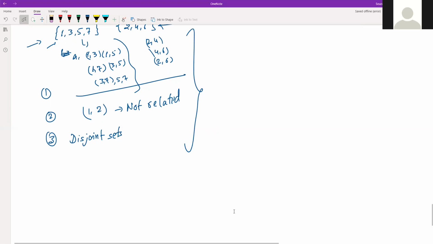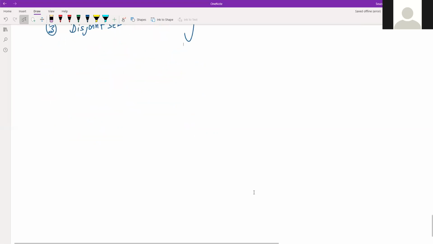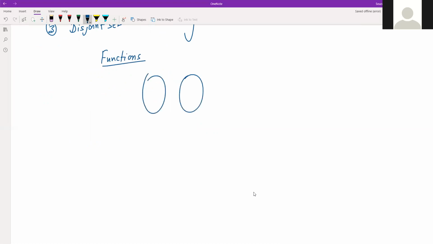And next we'll see different types of functions. So before going to types of functions, let us revise what we have already seen about functions in the previous video. Suppose these are two sets, and here we are showing relations like this. So this is from set A to set B.